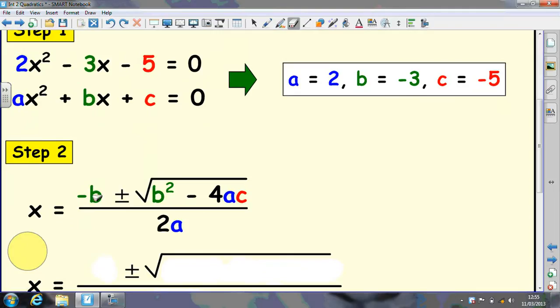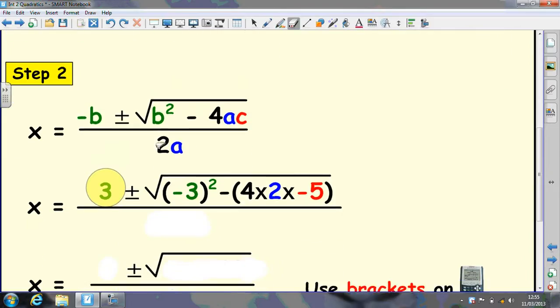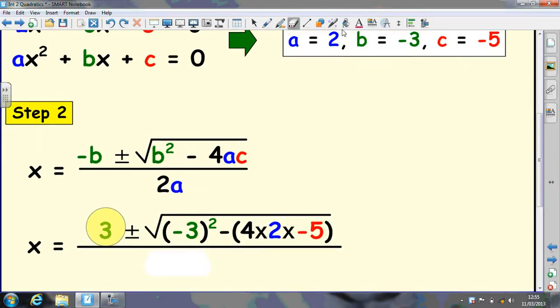So the negative b at the front this time becomes negative 3, which you write as a positive 3. It's important to get this right. The b squared becomes negative 3 squared. We have take away, open your brackets up, and then it's 4 times a times c. In this case that's 4 times 2 times negative 5. That's all over 2 times a, which is 2.